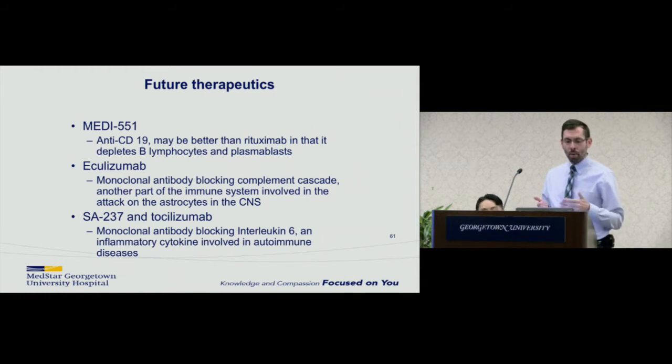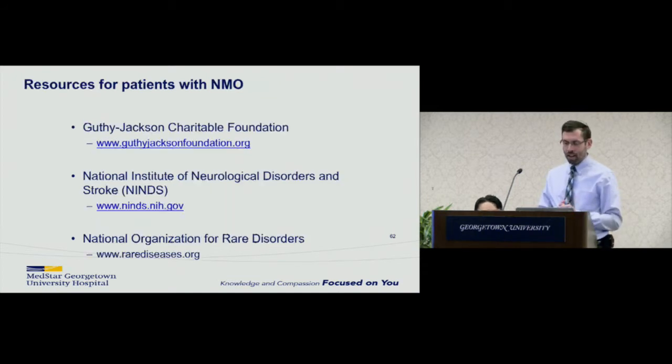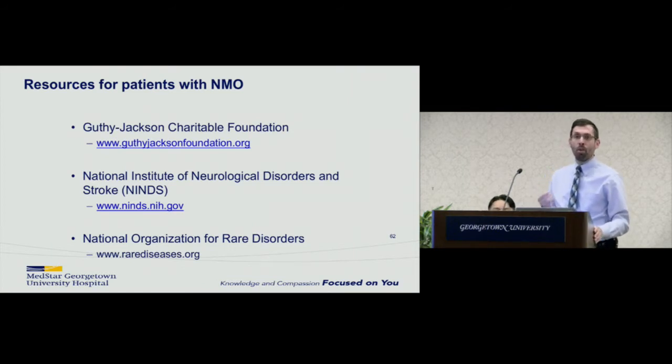Eculizumab is another antibody, and tocilizumab is another drug that's actually on the market for other autoimmune diseases currently, that is being investigated actively now in NMO and might be approved later on for treating this disease. And I wanted to end by just showing you there's a lot of research going on, but there's also patient support groups for patients who have NMO.